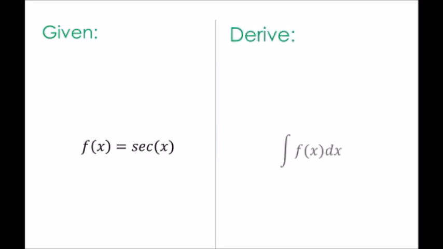So given a function f of x equal secant x, we want to derive the integral of this function in two ways. The first way, as you'll see, is much longer and more intuitive, while the second one is shorter and convenient. But then you may ask, why even bother showing the longer derivation?